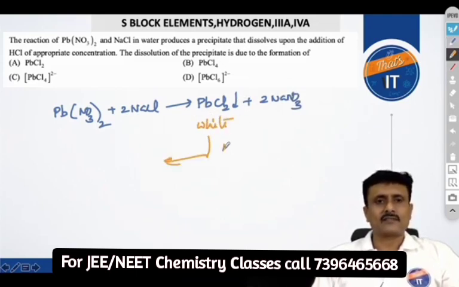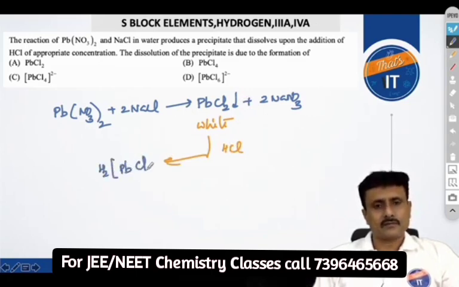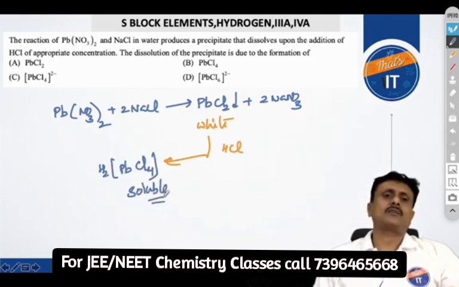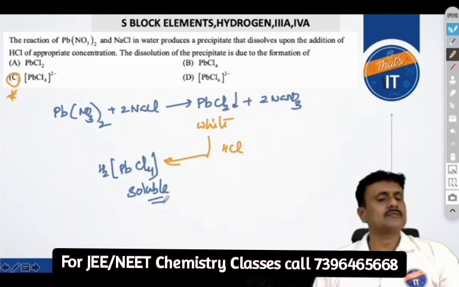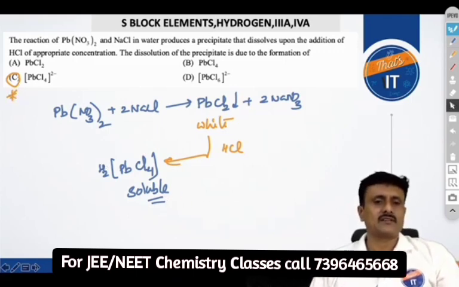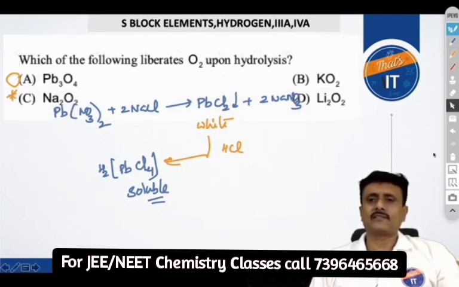However, when you are adding excess of HCl, you will be getting H2PbCl4. So this is what is making it soluble. So the right answer for this question will be option C. This is a regularly asked question. So go through carefully. Very easy question as well, right?